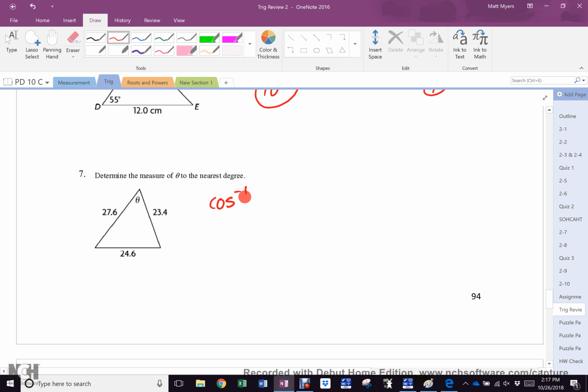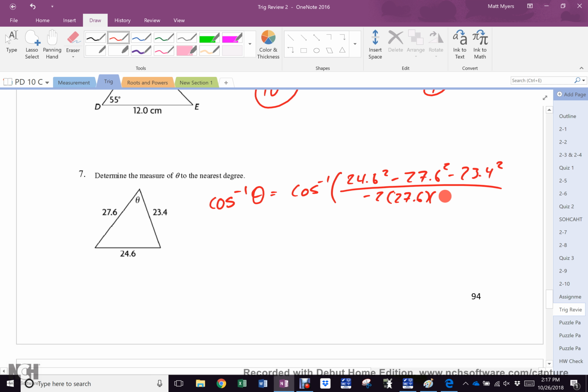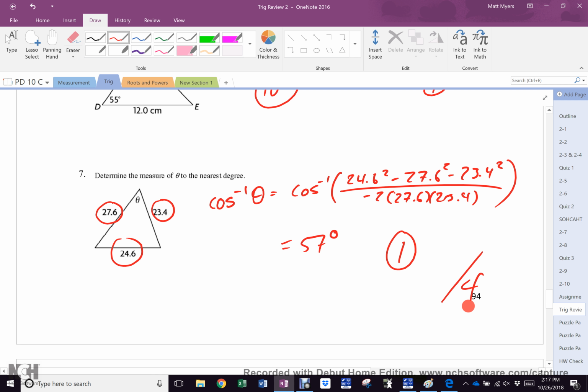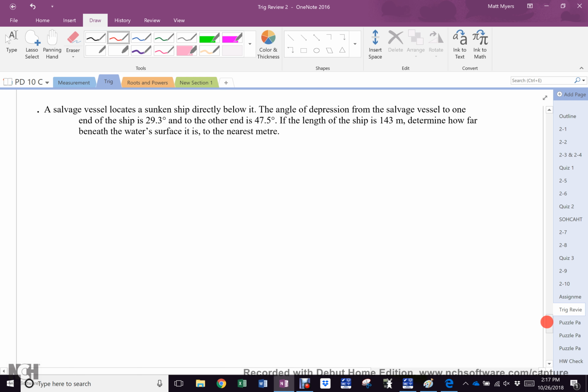Shift cos of theta equals the shift cos of 24.6 squared minus 27.6 squared minus 23.4 squared over negative 2 times 27.6 times 23.4. And the answer, of course, since all 3 of these are almost the same, it must be very close to 60, yes? And I believe it is 57. Making that page out of 4.